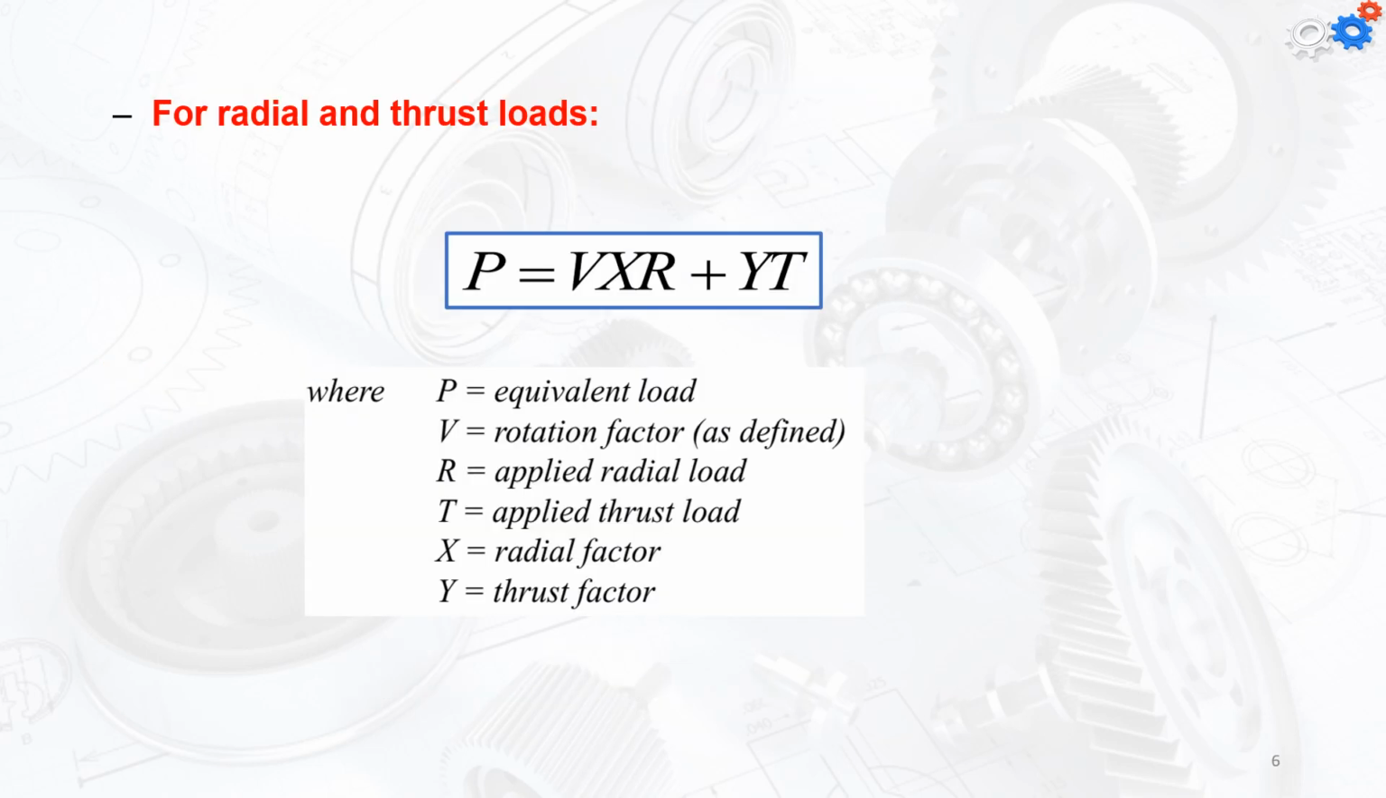In most cases, we may have both radial and thrust loads. In that case, the equation is expanded to P is equal to VXR plus YT, where P is the equivalent load, V is the rotation factor, R is the applied radial load, T is the applied thrust load, X is the radial factor, and Y is the thrust factor.